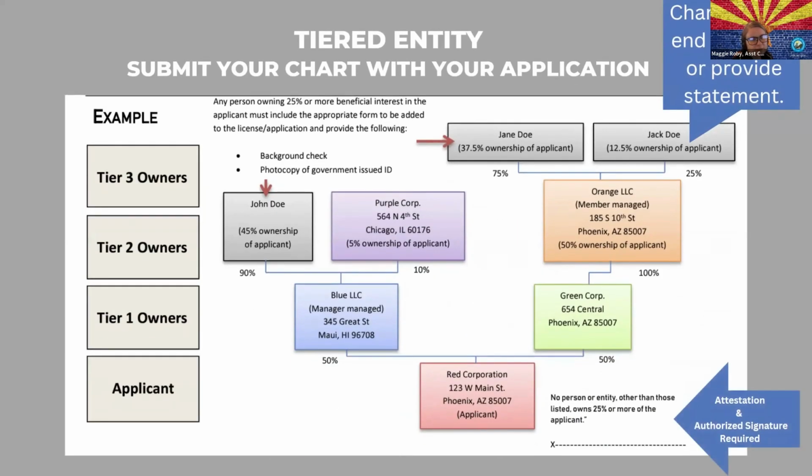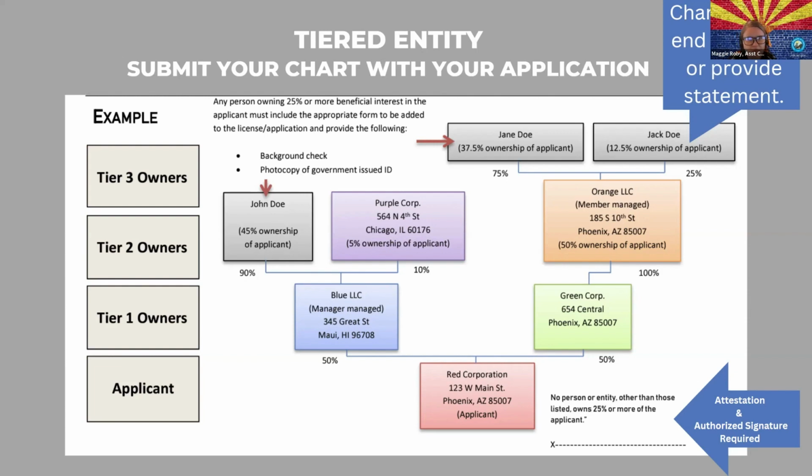And we do have some entities that apply, and they are considered a tiered entity. So that is an entity, an LLC or a corporation that is owned by another entity. So if you are a tiered entity, you will need to submit your own tiered entity organizational chart. It can look similar to this one, but it will be uploaded either on the portal or mailed in with your application.